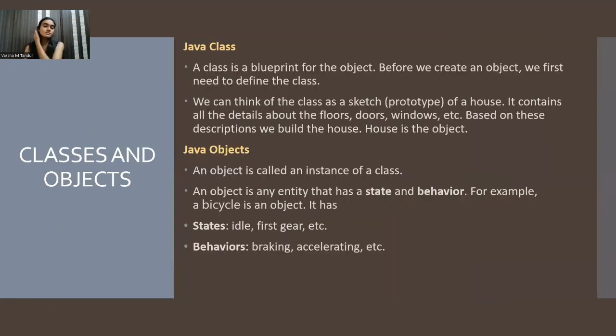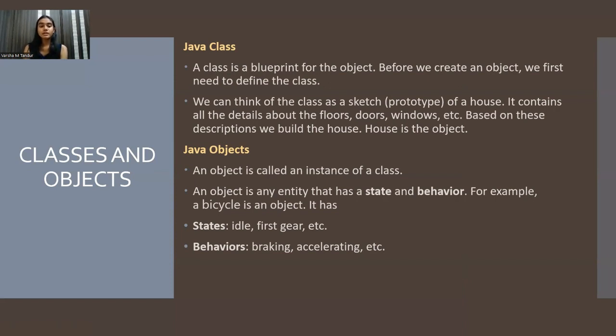So what are Java class and Java objects? A class is a blueprint for the object. Before we create an object, we first need to define a class. So for example, if house is considered to be the object, then the blueprint or the prototype for that house will be considered to be the class. It contains all the details about the floors, doors, windows, etc. Based on this description, we build the house.